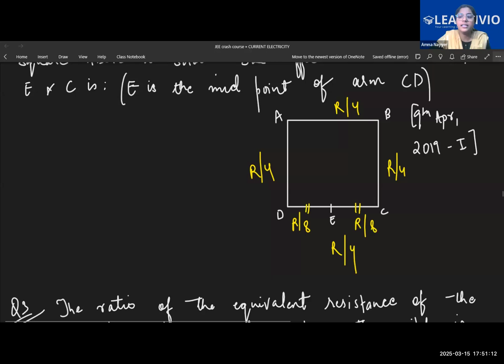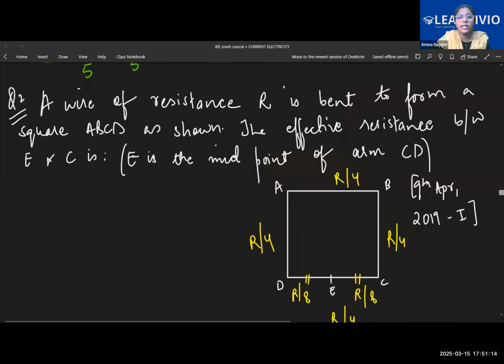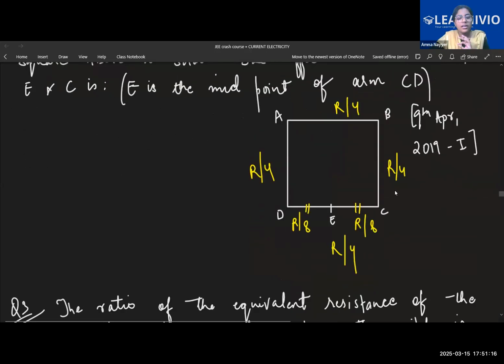Now what it is saying? You have to calculate the effective resistance between E and C. Wherever effective resistance is asked, means you have to put a battery. How do you put a battery? Take the 2 points and then connect them with the battery.